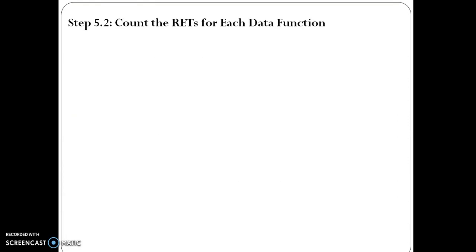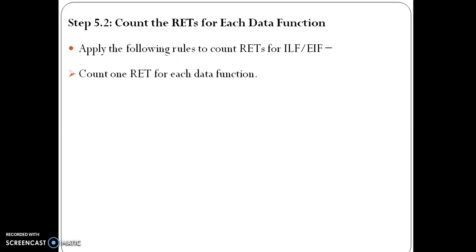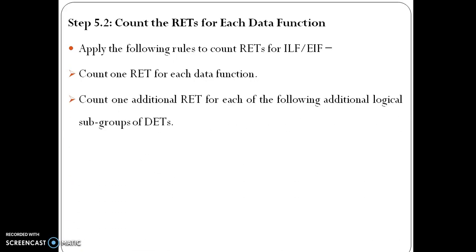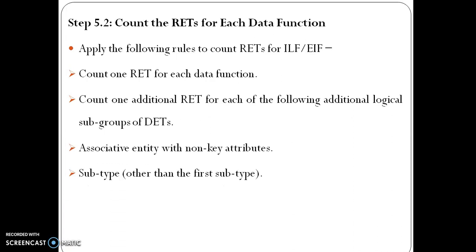Count the RETs for each data function. Apply the following rules to count RETs for ILF or EIF. Count one RET for each data function. Count one additional RET for each of the following additional logical subgroups of DETs: associative entity with non-key attributes, subtype, attributive entity in a relationship other than mandatory.